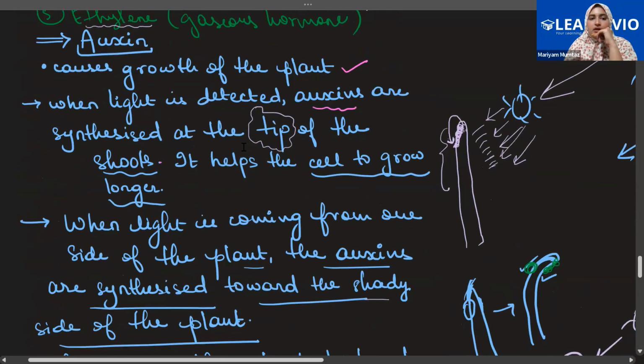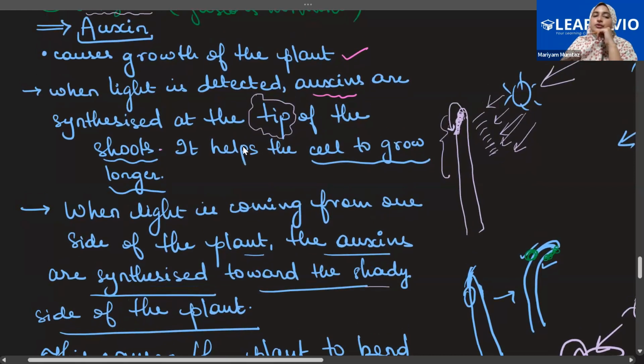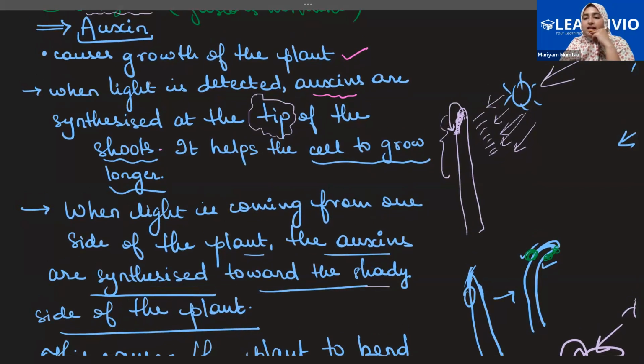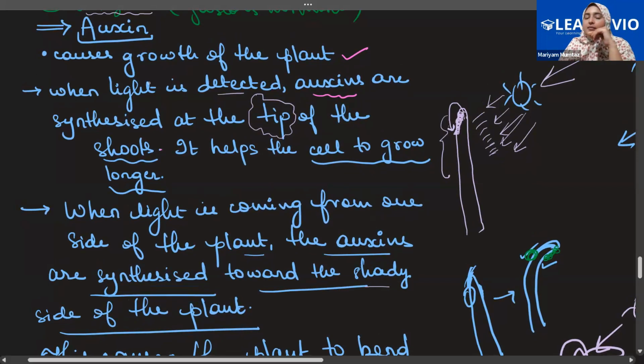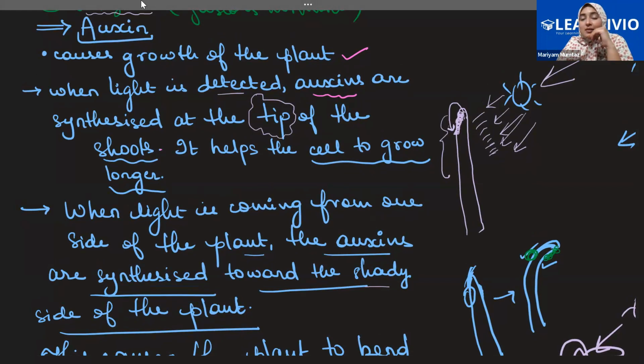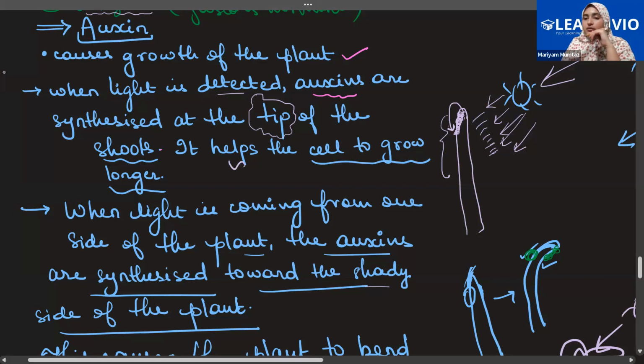All right. Now talking about auxin, it causes the growth of the plant. Just like how growth hormone is there in our body, in the same way auxin is there in the plant's body. Auxin causes a lot of cell division, and because of this the plant grows in terms of height. Auxin is synthesized and present at the tip of the shoot or the stem. Whenever light is detected, it helps the cells grow longer, because if anything is present at the tip, the height will grow longer and longer.